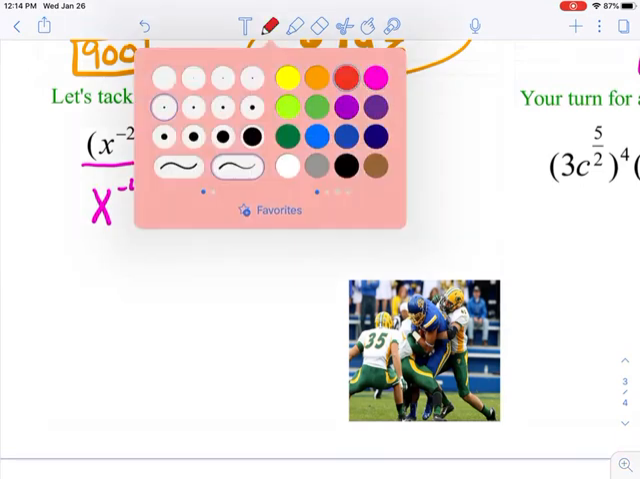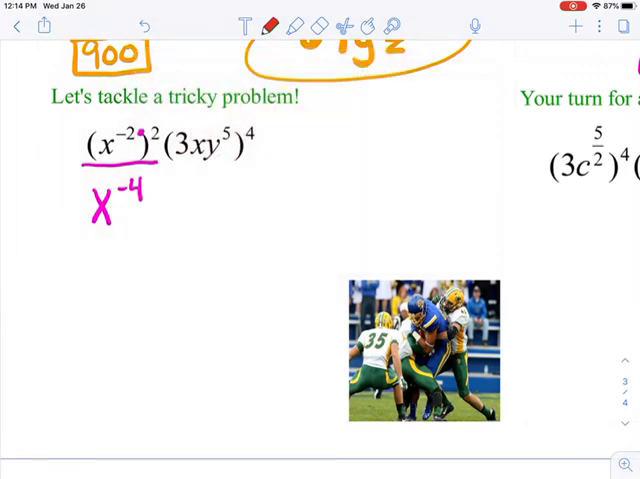It looks like over here I have another power to power, right? I'm raising 3x, y to the 5th, to the 4th power. So I got to distribute that 4th power to the 3, to the x, and to the y. So that would become 3, 1 times 4 gives me to the 4th. X has the exponent of 1, so again 1 times 4 gives me x to the 4th. And then I'd have y, multiplying those exponents, 5 times 4 gives me 20.